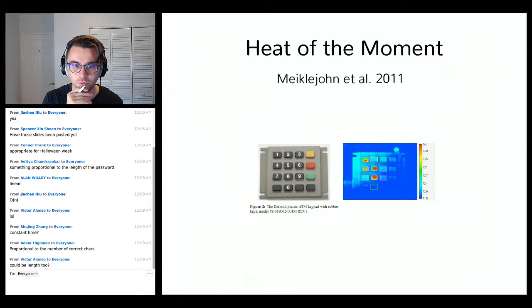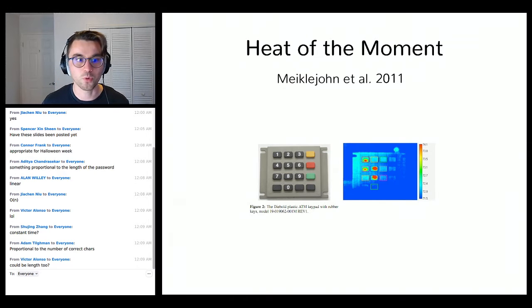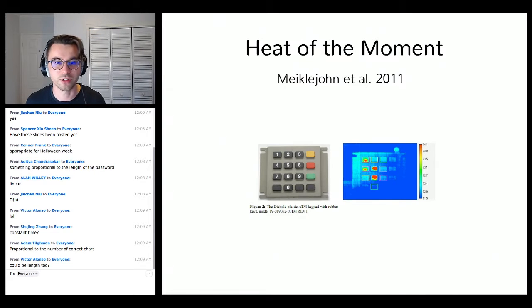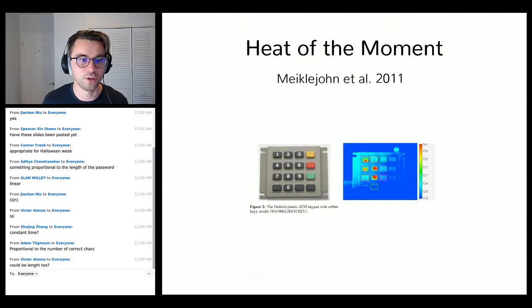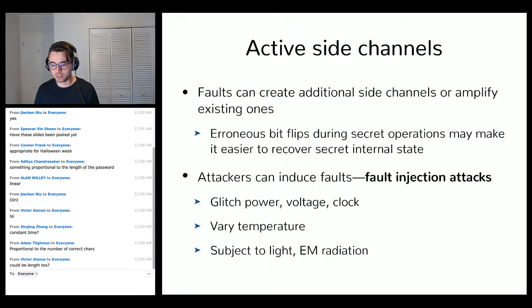Okay, so from the optical, we have heat. I think we saw some version of a keypad that was worn out. Well, it turns out it doesn't have to be worn out. If you have a temperature sensor, you can figure out which keys were just recently pressed. And from that, you can figure out at least a subset of the keys used to get in. Okay, so that's all I got for side channels.